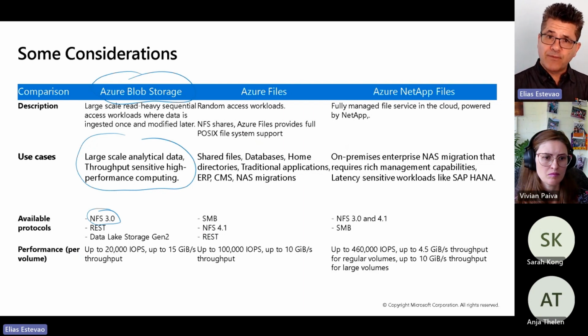I can now use SFTP, and I can move data into it. REST APIs, Data Lake Gen 2 support, great for that, right? But I don't mount those on a virtual machine. I access from a remote resource.